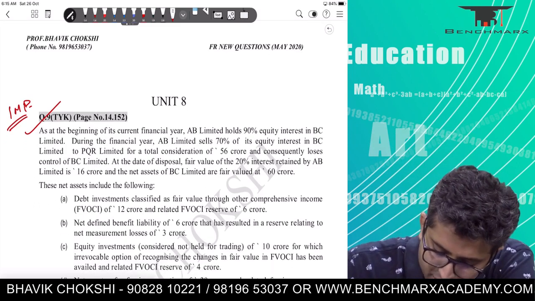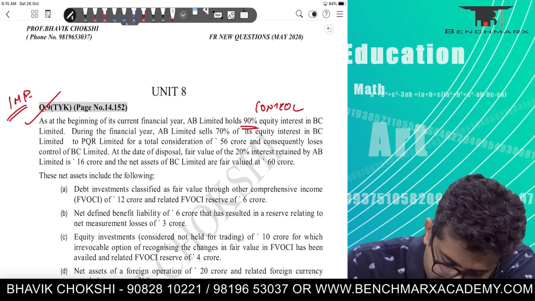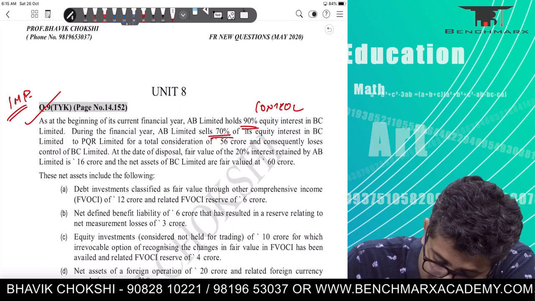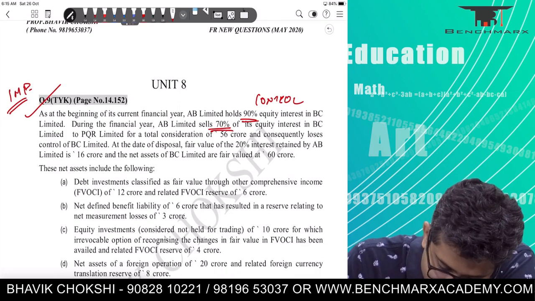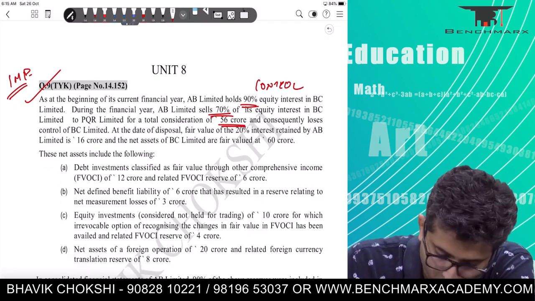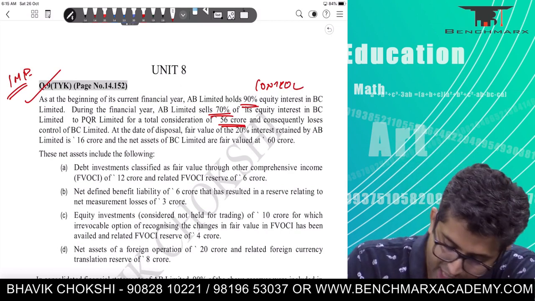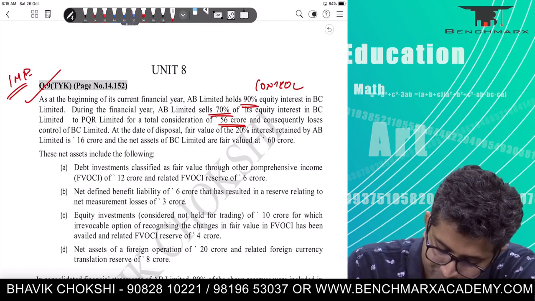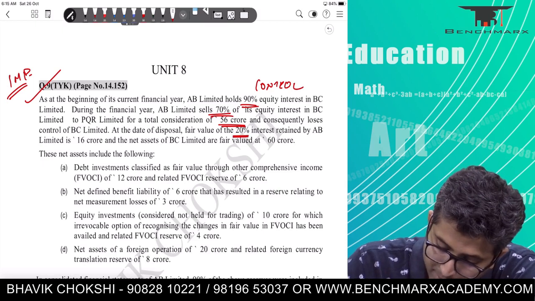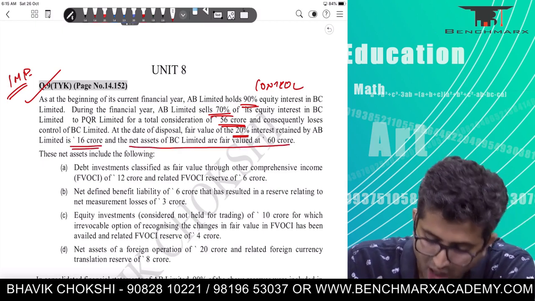As at the beginning of the current year, AB holds a 90% equity interest, which means we have control in BC. During the financial year, AB sells 75% of the interest in BC to PQR for a total consideration of 56 crores, and consequently loses control. Okay, so we are selling 70% stake, but we are retaining 20% of it, and consequently lose control of BC. As at the date of disposal, the 20% interest retained is 16 crores and net assets are fair valued at 60 crores.